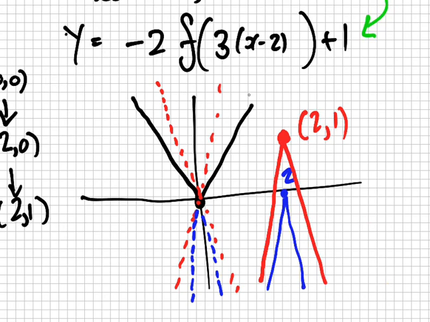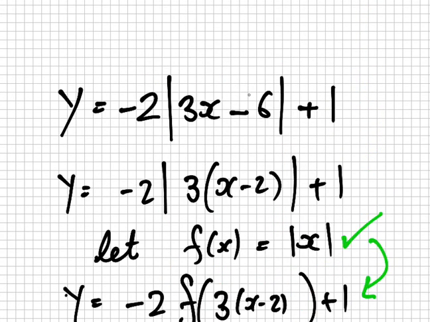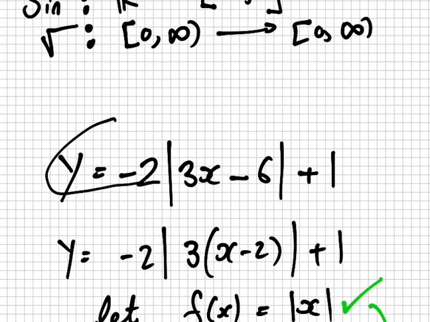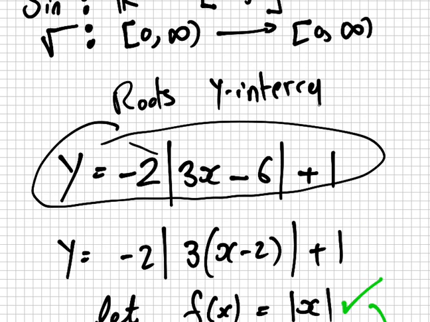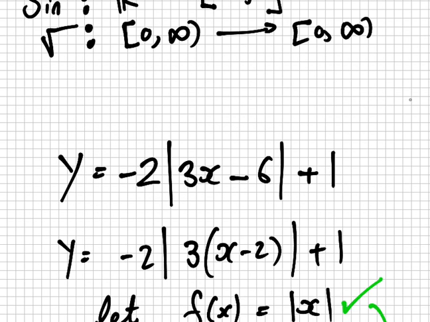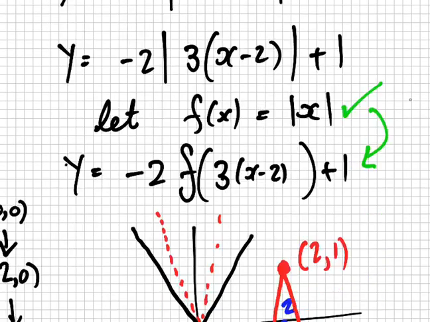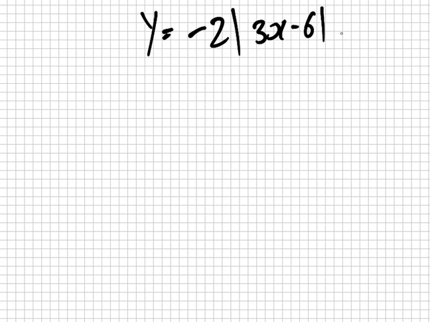Okay. So if you remember, what I want to do now for this problem that I gave you earlier is find the roots, the y-intercept, and the vertex. So that's what I'm looking to do now: find the x and y intercepts and the vertex. Let me write it again freshly down the bottom. What was it? y equals minus 2 absolute 3x minus 6, plus 1.